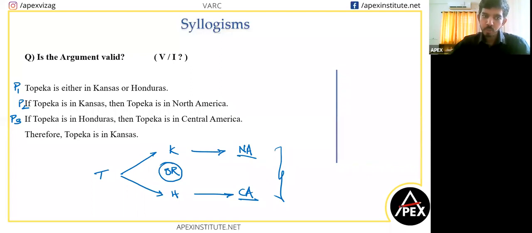So can we say therefore Topeka is in Kansas? No. There is nothing in these three premises that is helping us take a definite conclusion that Topeka is either in Kansas or Honduras. Where it is exactly, we don't know. So this is an invalid argument.